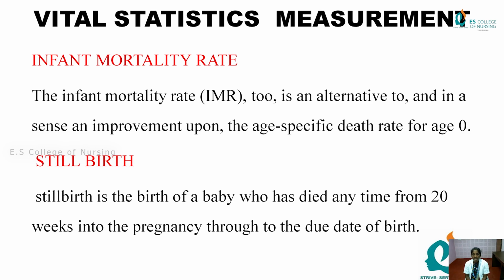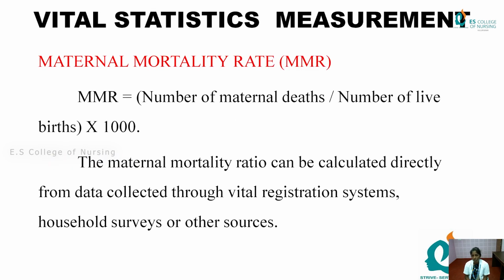Now we are moving on to the stillbirth. Stillbirth is the birth of a baby who has died any time from 20 weeks into the pregnancy through to the due date of birth. If the death happened before 20 weeks of pregnancy, it is called an abortion. If it happened after 20 weeks through to the due date of birth, it is called a stillbirth.